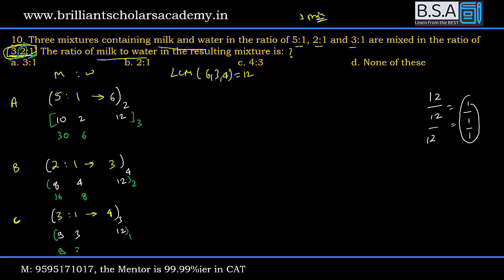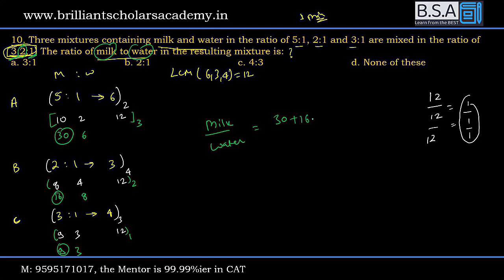So 9 and 3. Now be careful. We require milk divided by water. We want milk in the numerator and water in the denominator. So this is milk: 30, 16 and 9.